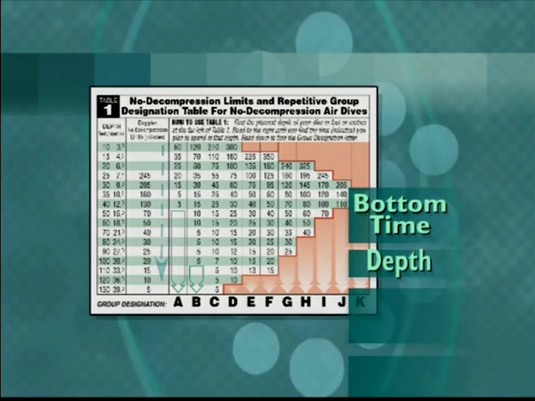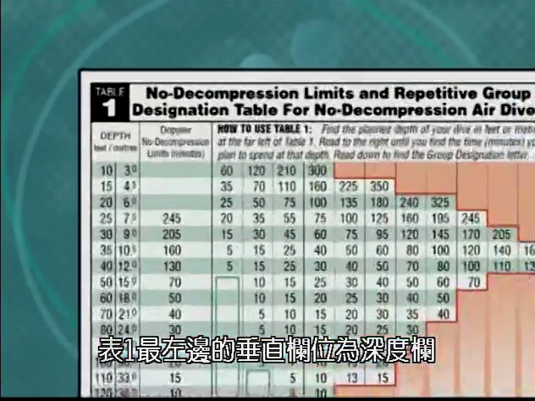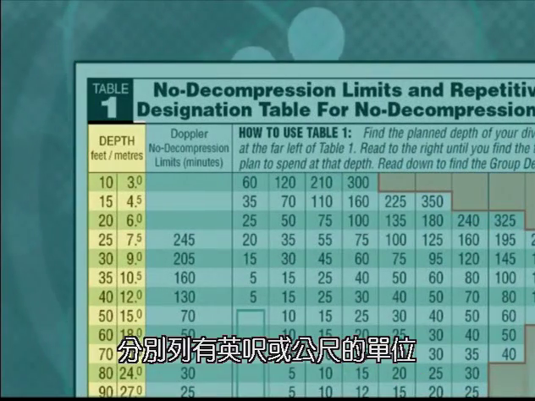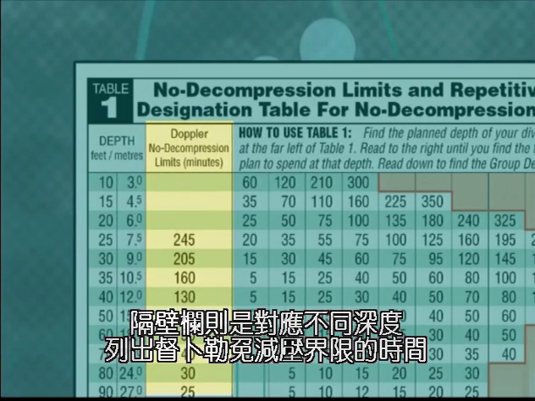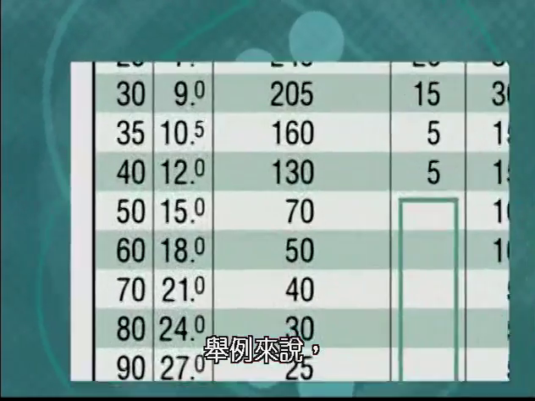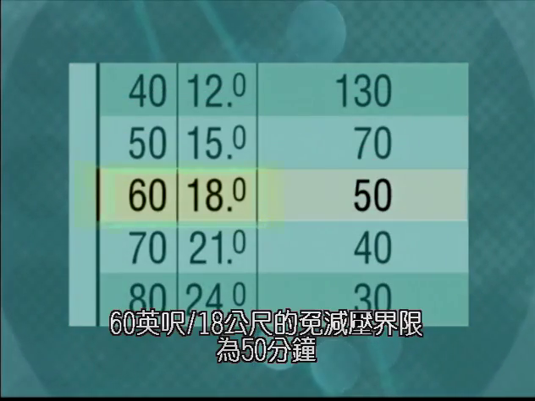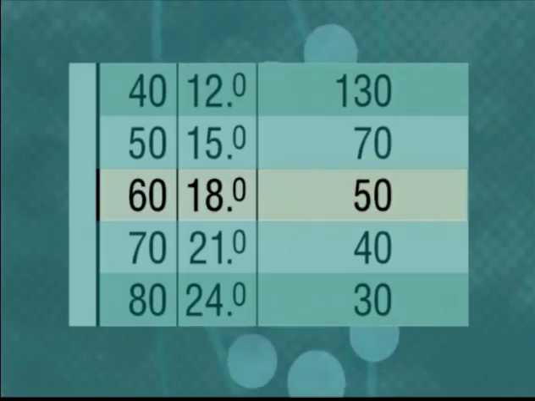to the surface. The far left vertical column of Table 1 shows diving depths in feet and meters, with the next column showing the Doppler no decompression bottom time limits for that depth. For example, the time limit for 60 feet or 18 meters is 50 minutes.